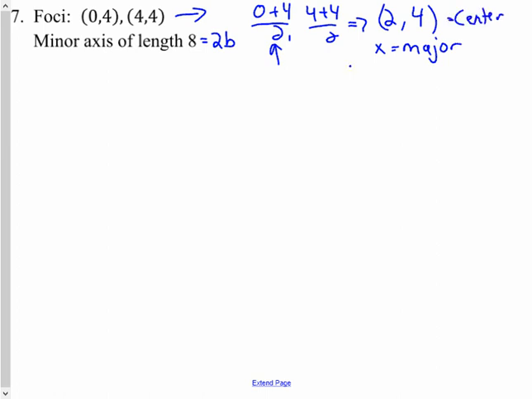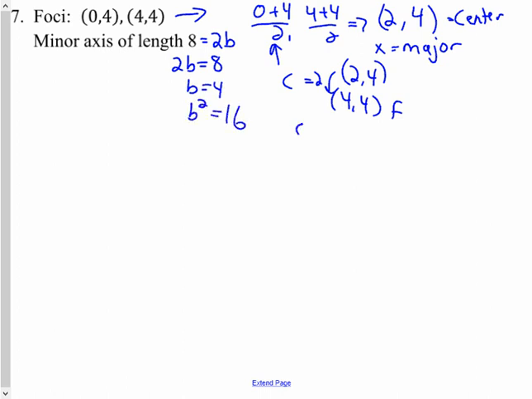And what's the difference between 2, 4 and 4, 4? Right? We're moving 2, so 2 is our A value. Sorry, 2 is our C value, foci. Right? Because this is foci, not vertex. So, we've got 2b is 8, and b is 4. Hence b squared is 16, and c squared is 4, and c is 2.